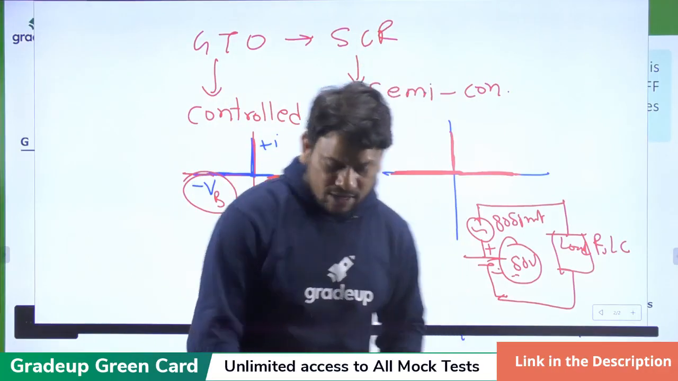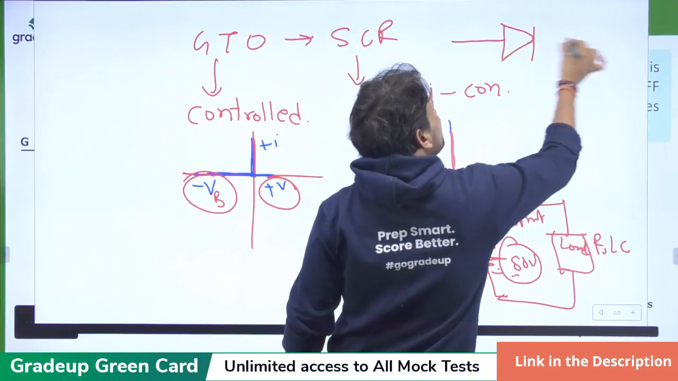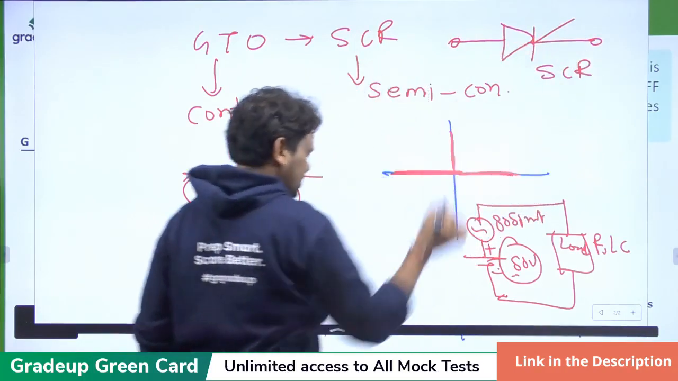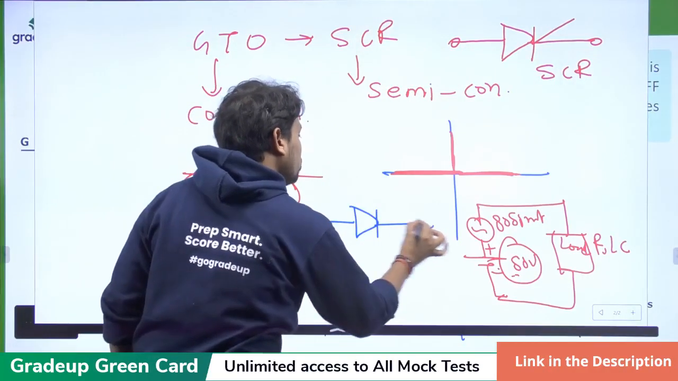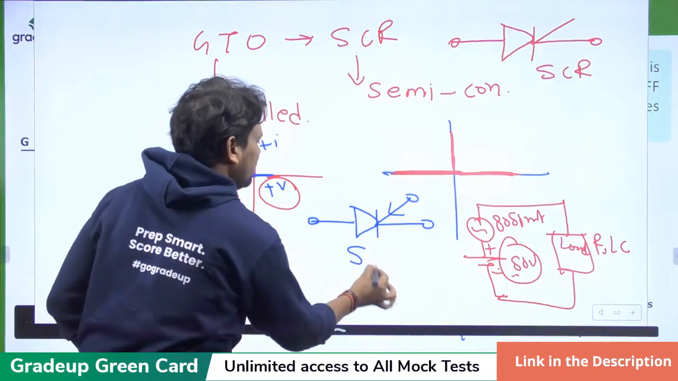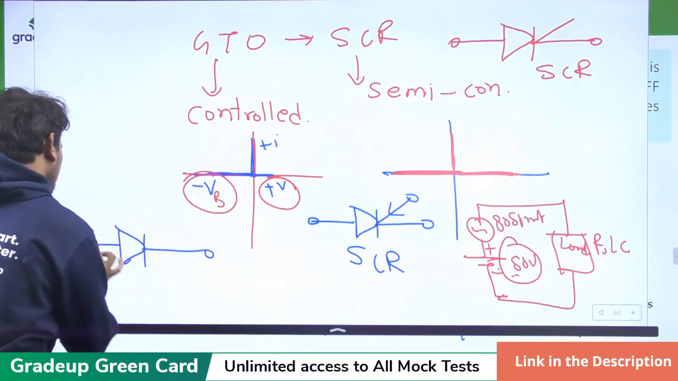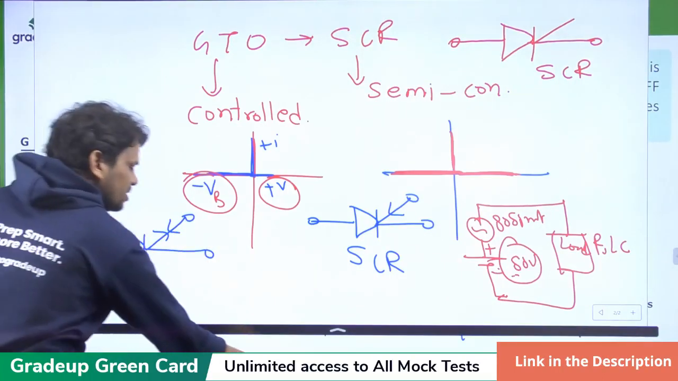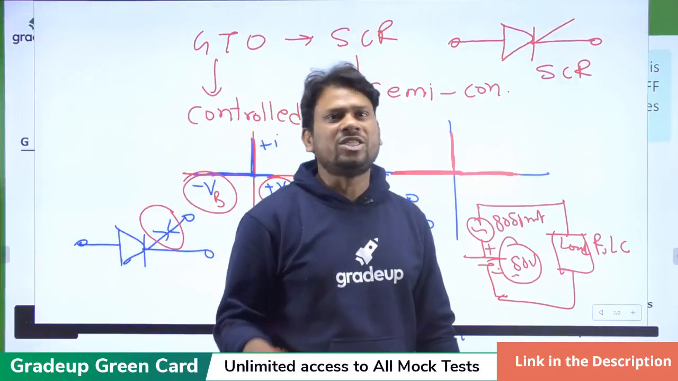Symbol for GTO, sir? The symbol for GTO, my dear friend, will be something like this. This is the symbol of SCR. Okay, this is the symbol of SCR. Now, my dear friend, this is also a symbol of SCR. That one is also the symbol of SCR. And what about GTO? The GTO symbol will be something like this, current in both direction. If current is given in both direction, then that device will be GTO.